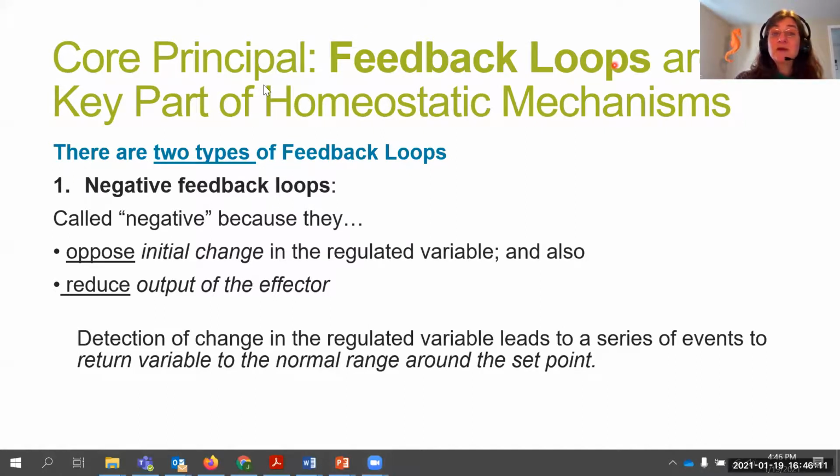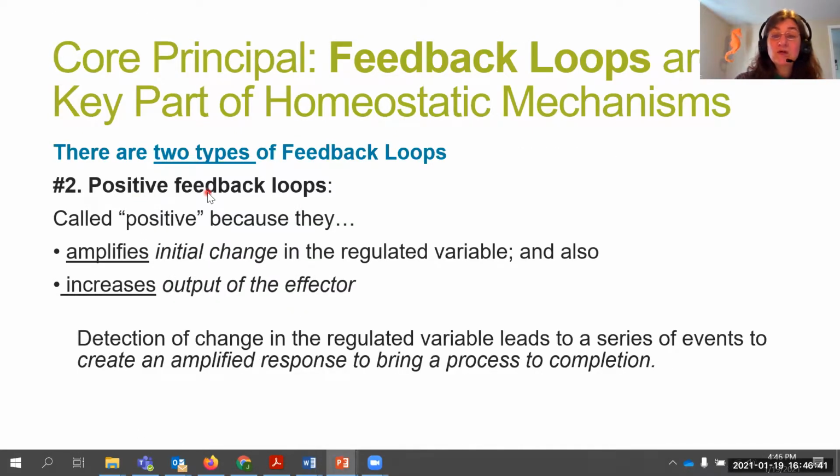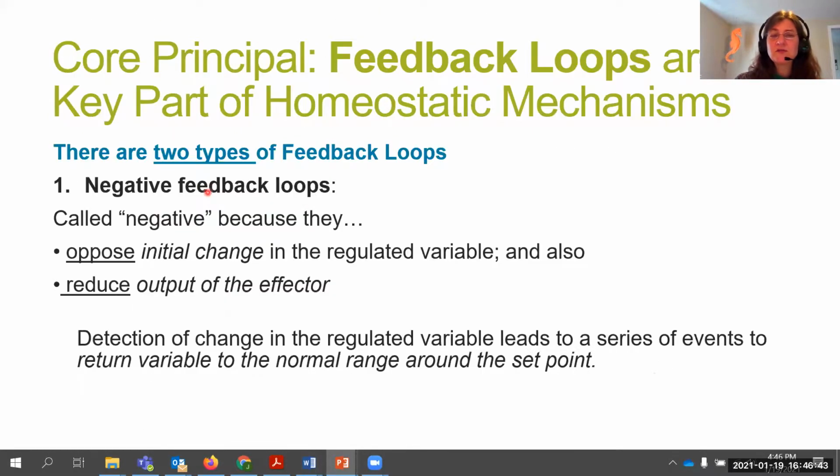Core principle, feedback loops are a key part of homeostatic mechanisms. And there are two different types of feedback loops. So all homeostatic mechanisms, we have mechanisms for our blood sugar, for our temperature, for our blood pressure, for the calcium level in your blood. These mechanisms are either, number one, negative feedback loops, and that's in your notes, number one. Let's look at that, and then we'll look at number two, positive feedback loops. Two different kinds of loops and how they work.